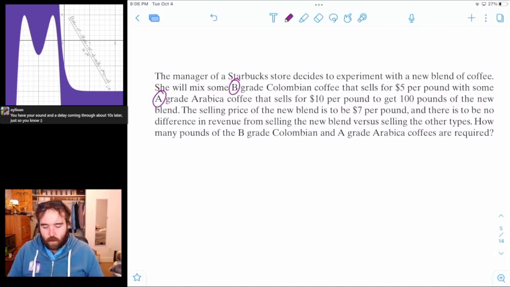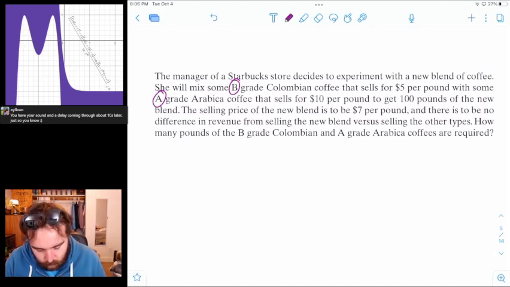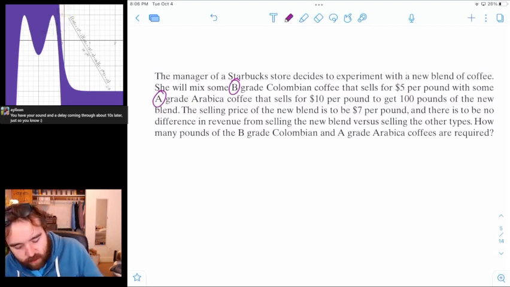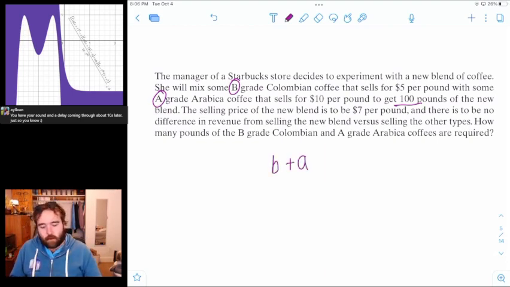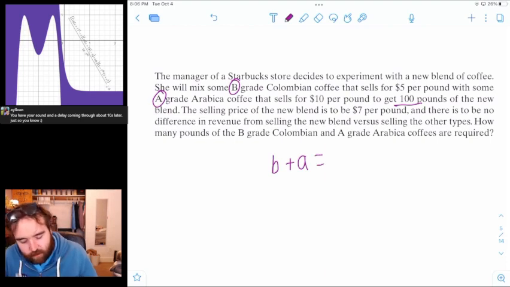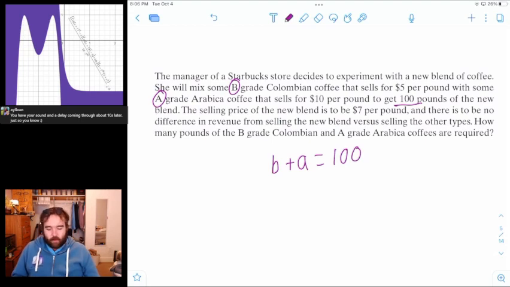So what could we do then? Well, $5 per pound, $10 per pound. We need to get 100 pounds. So if we take the B coffee plus all of our A coffee and add them together, we should get 100 pounds. And then, what about the price? We always have a total amount equation, and then a price equation. I would almost write it based on 100 pounds.